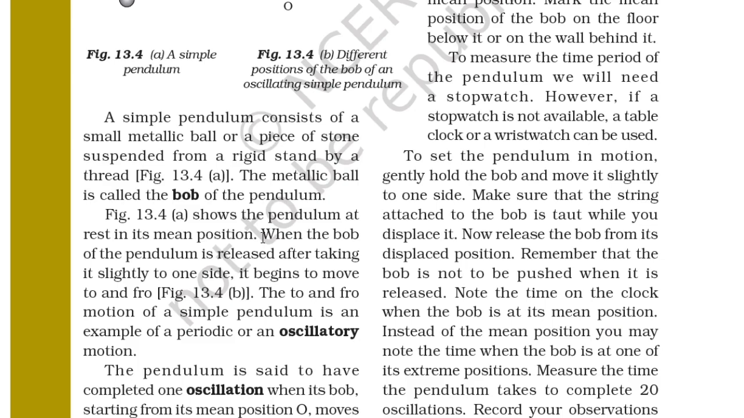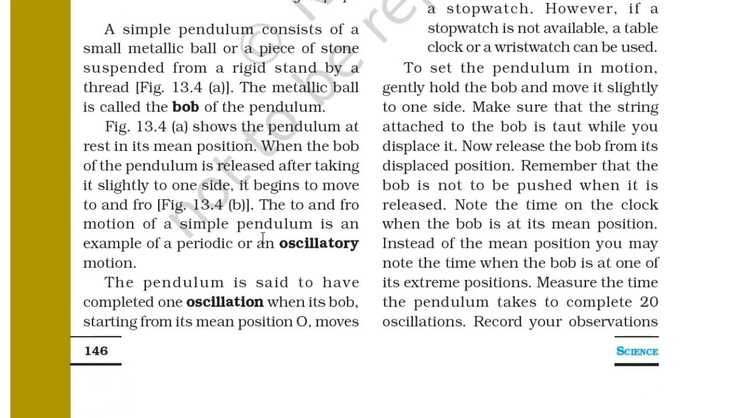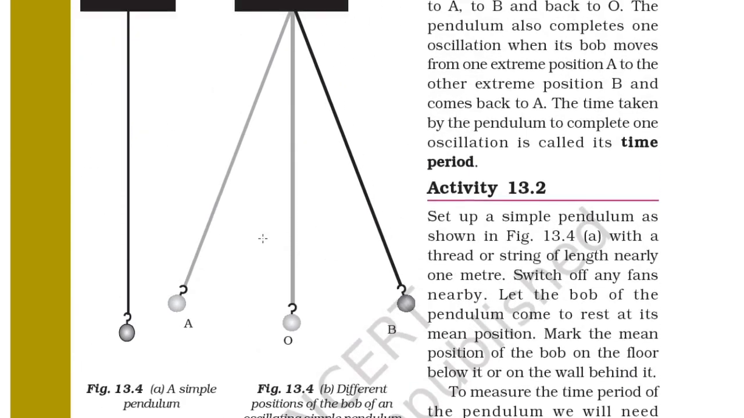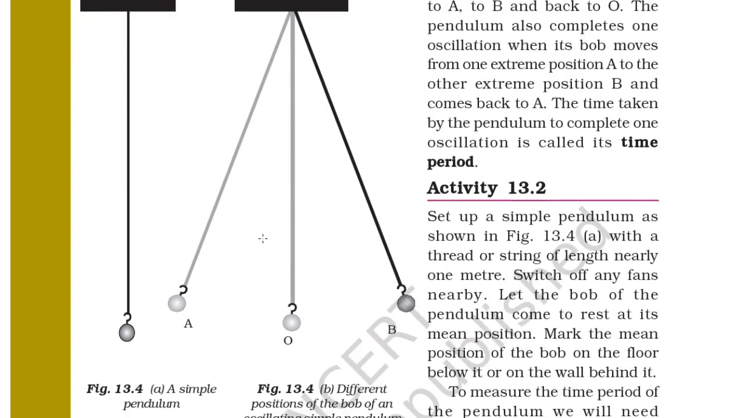When the bob of the pendulum is released after taking it slightly to one side, it begins to move to and fro. In figure 13.4b, we see that the to and fro motion of a simple pendulum is an example of a periodic or an oscillatory motion. The pendulum is said to have completed one oscillation when its bob, starting from its mean position O, moves to A, to B and back to A. The pendulum also completes one oscillation when its bob moves from one extreme point A to the other extreme position B and comes back to A.